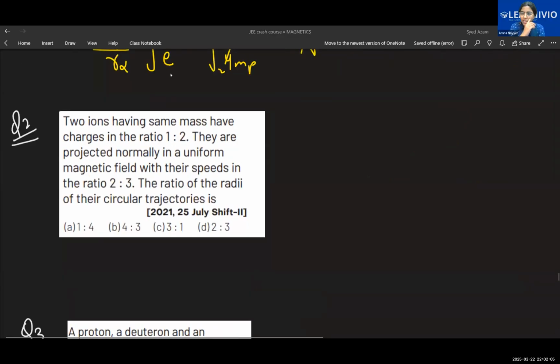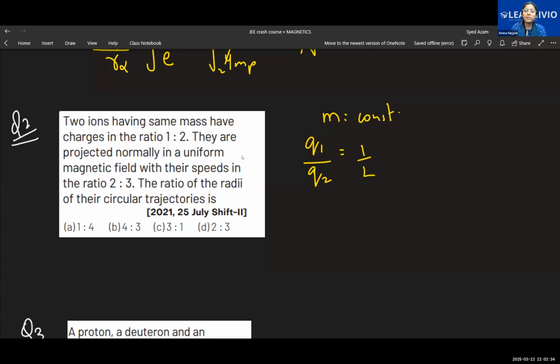All right. So this says that two ions having same mass. Now, we don't know the names of these. It has not mentioned. So it has given us that the mass is same. Then it is saying they have the charges in the ratio 1:2. Let's say Q1 by Q2 is 1 by 2.